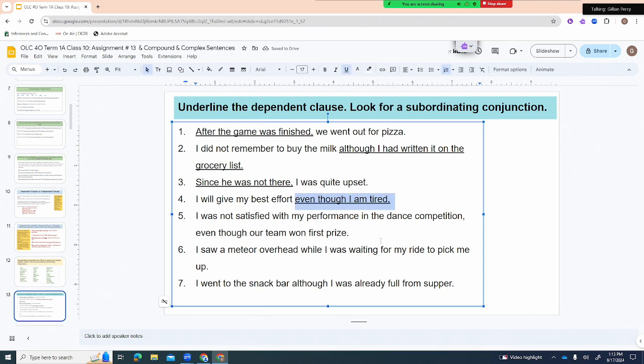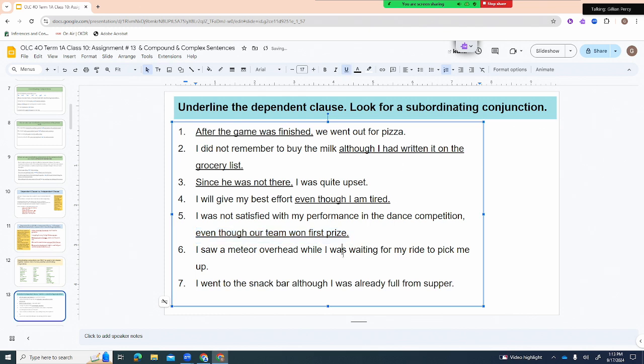I was not satisfied with my performance in the dance competition, even though our team won first prize. Same thing. Here there is a comma. I don't necessarily need it, but because it's just a long sentence, it's not inappropriate to have it there. Let me put it that way.